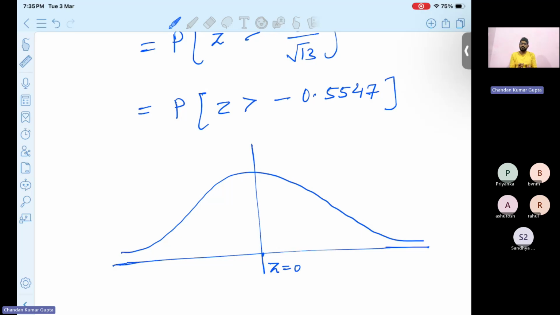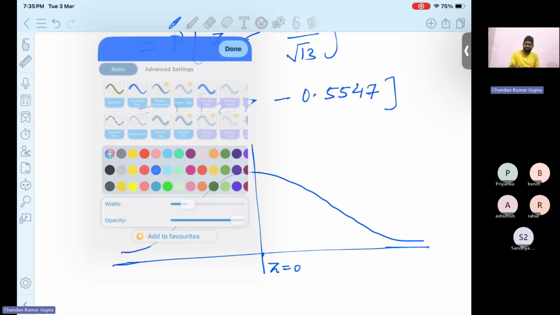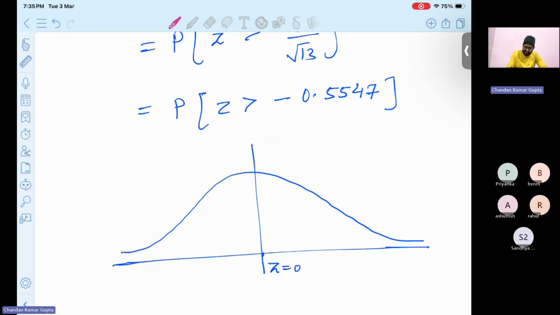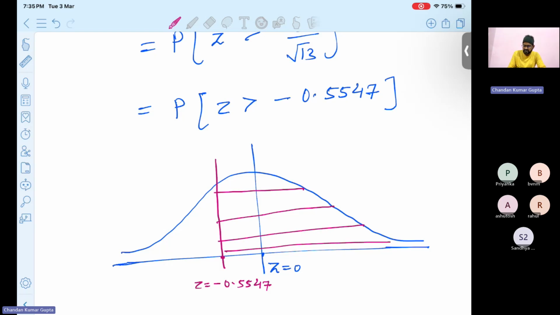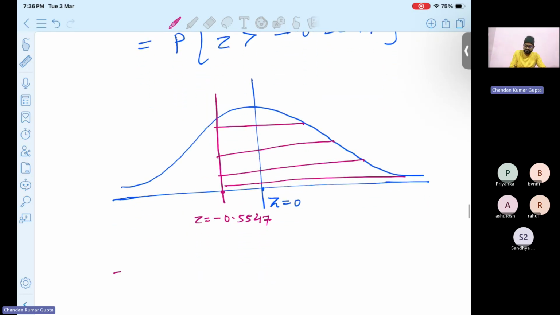And we need to find the probability that z is greater than minus 0.5547. So obviously, if you clearly understand, suppose this point is minus 0.5547 and the probability is greater than that. Greater than that means this side. Last class, we had a table with the probability from 0 to that point z only. So this can be written in this formula.